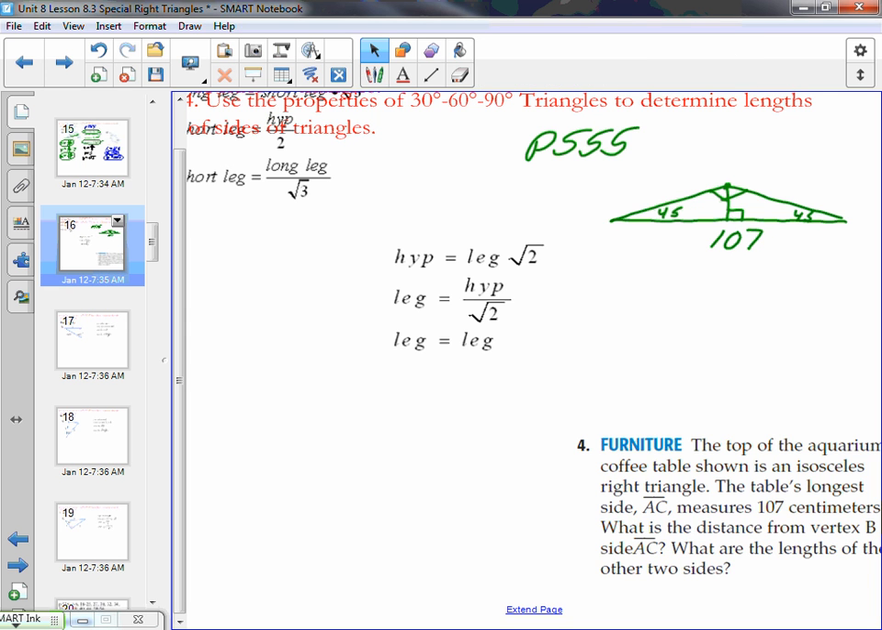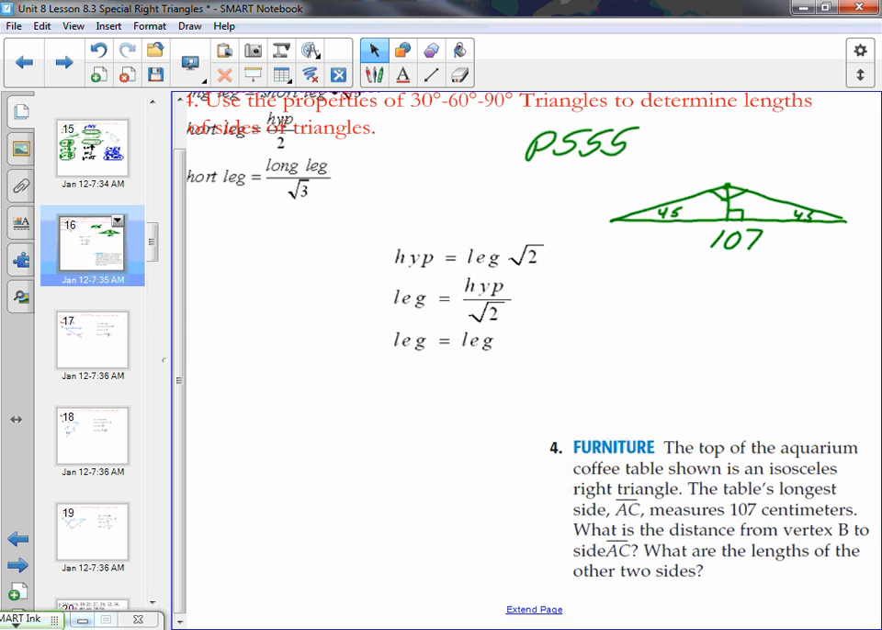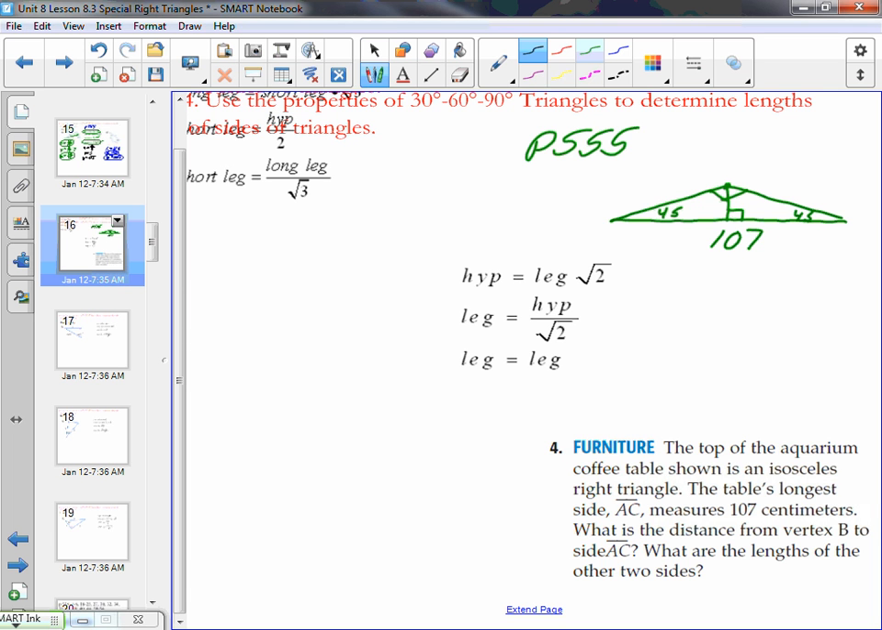So the last question was, what are the lengths of the other two sides? Well, can't I just use my 45, 45, 90 equations here? I know the hypotenuse is 107, so wouldn't each leg equal 107 divided by the square root of 2? So, I answered the last question first. The length of those other two sides, 107 divided by the square root of 2. And now, what's the distance from B to side AC? So I'm going to call that X.